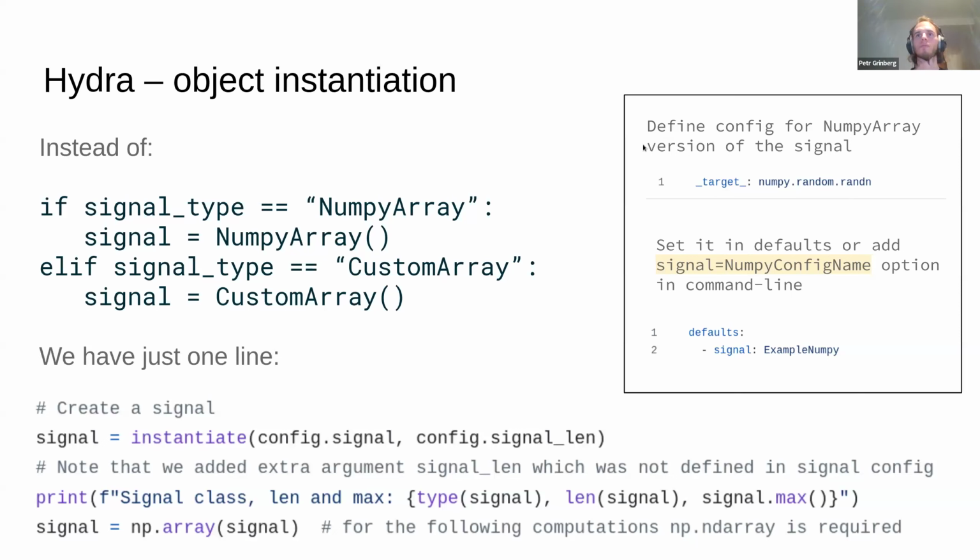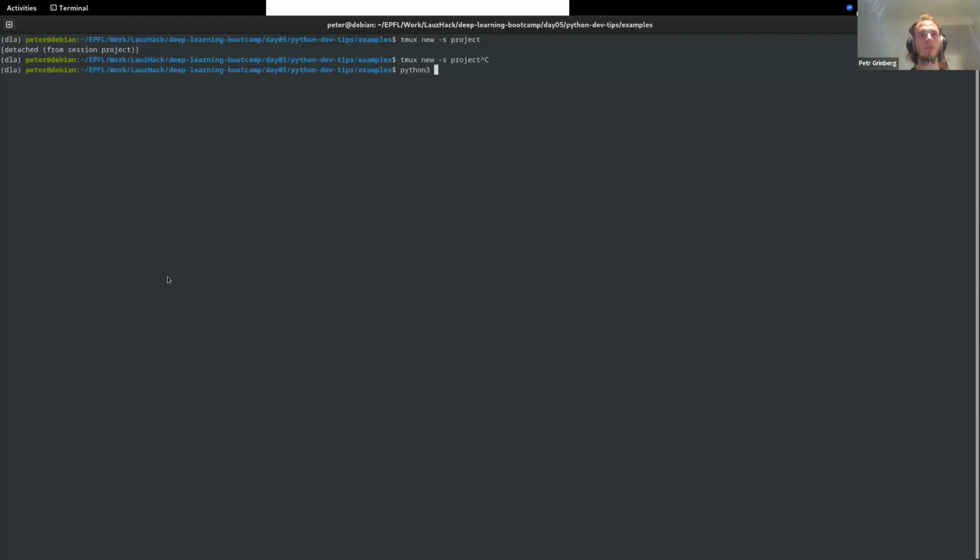Yeah, so how does it work? Inside your config, you would need to write underscore target underscore. This tells Hydra to use this class with the following arguments, if you give any, to initialize this class. Let's look at the example.